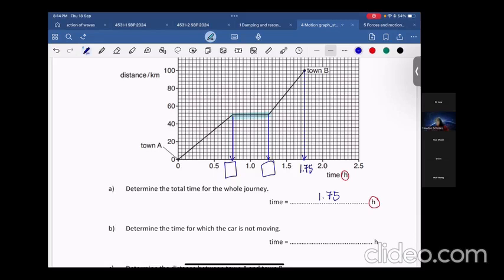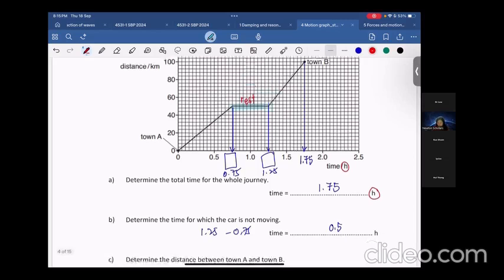I don't have a calculator. Let me check. Okay, yes. Boys and girls, this one is 1.25, half of it. This one is 0.75. So how long the car is not moving is 1.25 minus 0.75, so our answer should be 0.5 hour. Let me have a look, Megan. Yes, correct. So boys and girls, you have to identify this part, which is at rest. The distance does not increase. This is at rest.